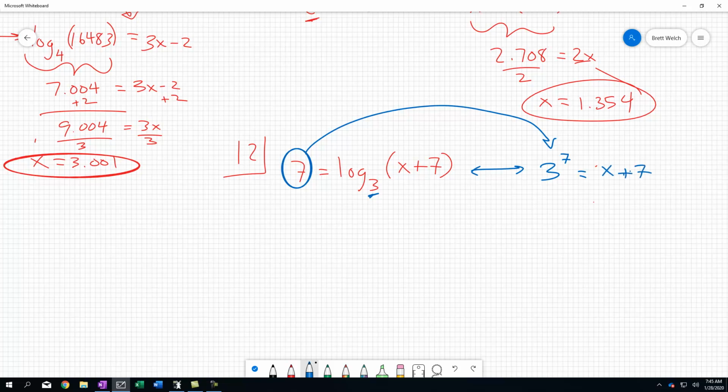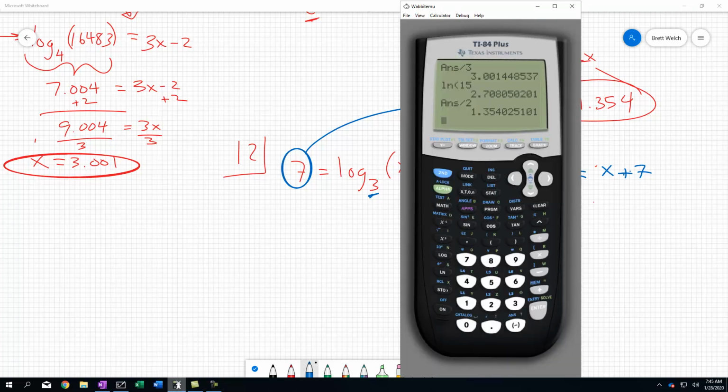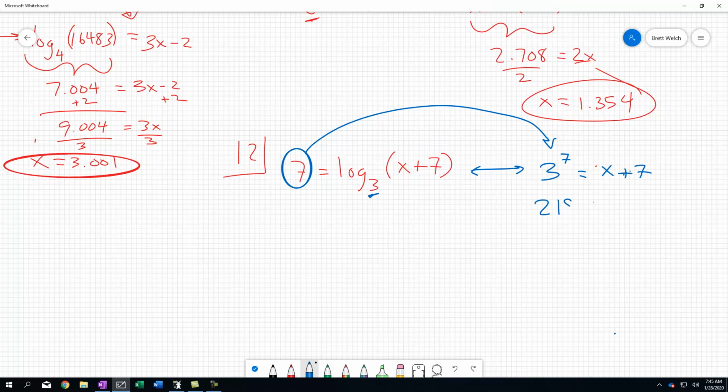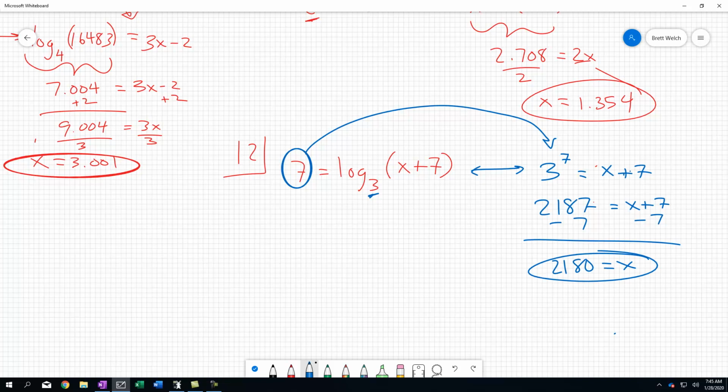This transformation that we've done 3 times now on this part and earlier in the test as well, it's critical that we understand how to make that transformation cleanly. 3 to the 7th is going to be a pretty big number. My guess is 2187 equals x plus 7. If I minus my 7, I'm going to get 2180 equal to my x. And we move on.